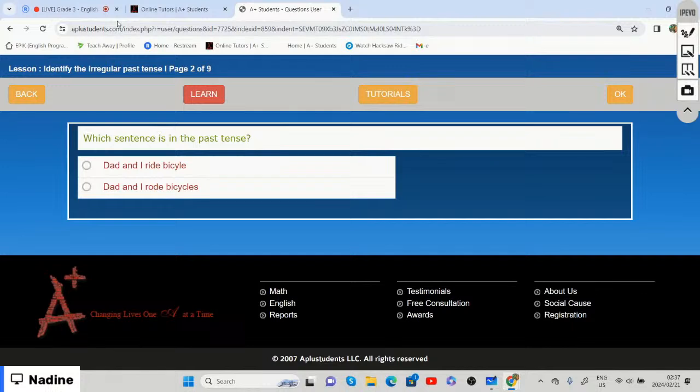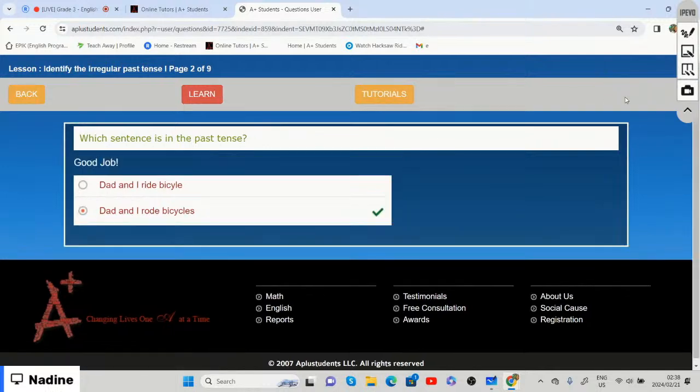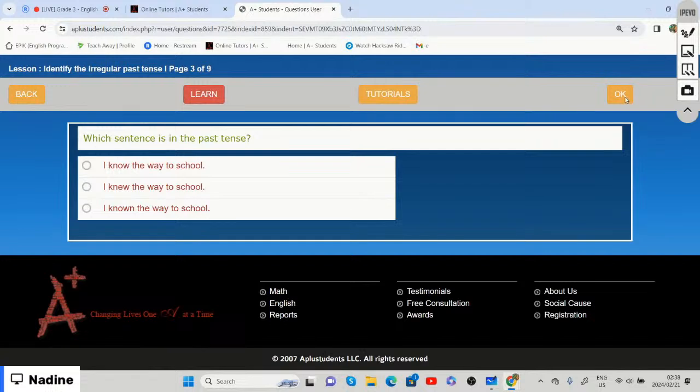So do we say Dad and I ride bicycles or Dad and I rode bicycles? Remember, we're talking about the past tense, right? So today I ride the bicycle. Yesterday I rode the bicycle. So if we were to select the sentence in the past tense, the past tense of ride is rode, meaning ride is our present tense and rode is our past tense. So well done, everybody. Rode is correct.